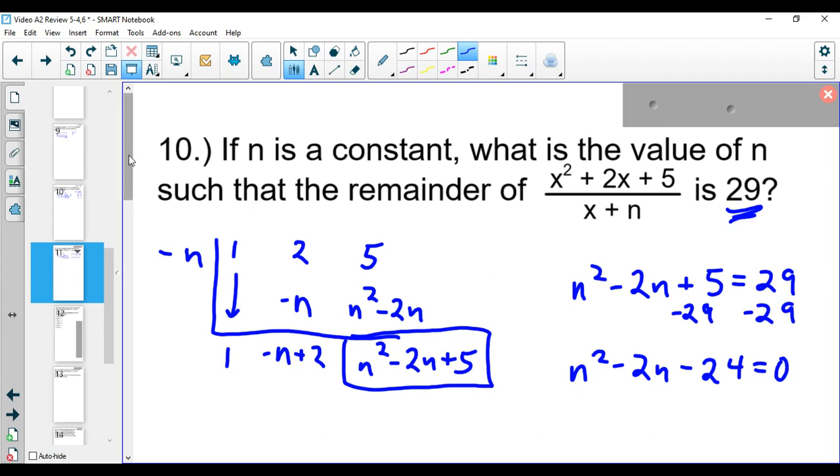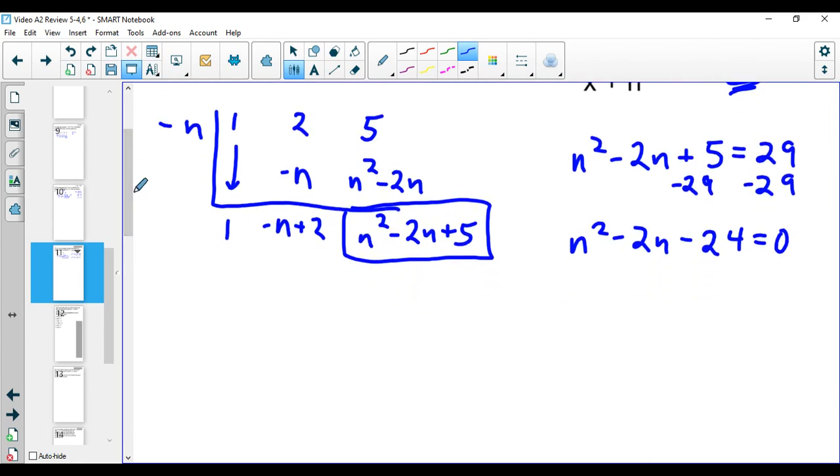Here we're just going to either factor or use the quadratic formula. Factoring is usually faster, so let's try factoring. N and n, looking for two numbers that multiply to get negative 24 and combine to get negative 2. I think that's going to be negative 6 and a plus 4. Multiply those two, negative 24. Add them together, negative 2, so we're good.